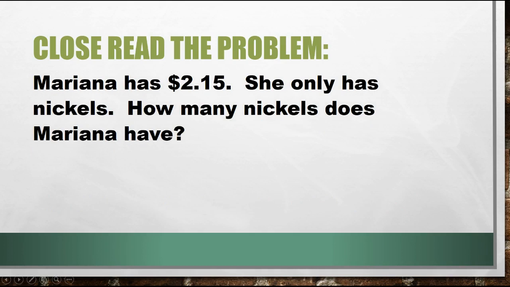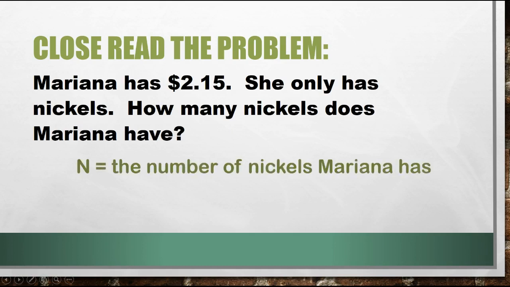In order to write an equation, we need to decide how to represent our unknown. Let's let n equal the number of nickels Mariana has, since that's what we're trying to find out. Since Mariana has $2.15 and she only has nickels, we are dividing $2.15 by a group size of 5 cents.